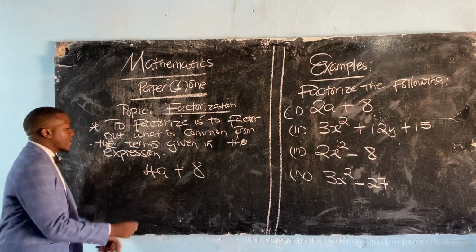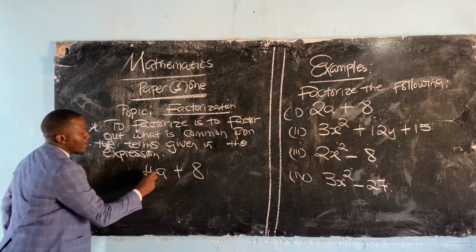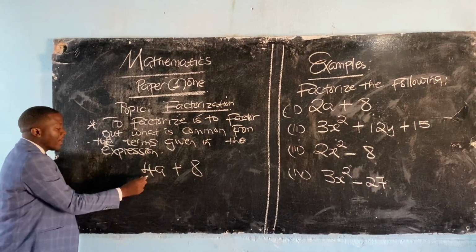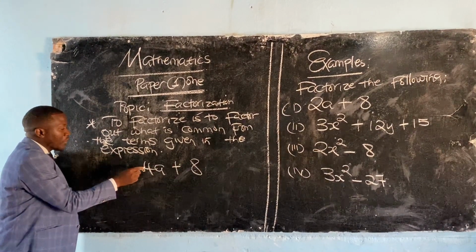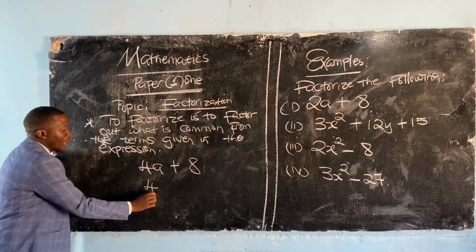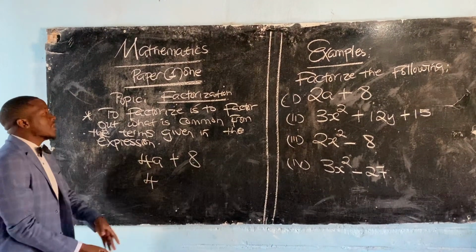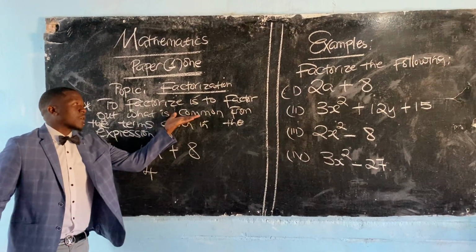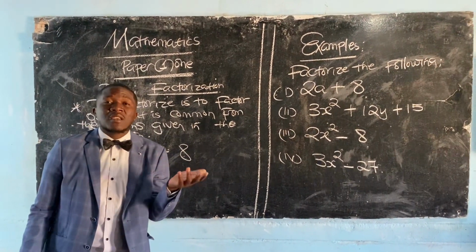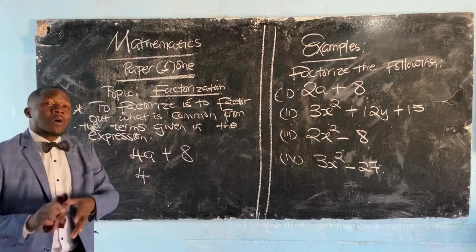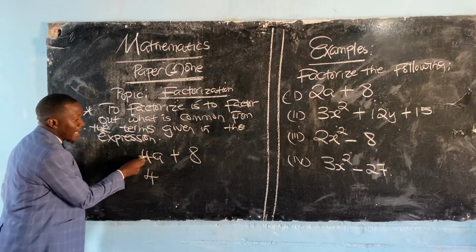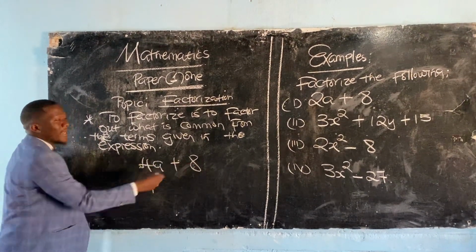The first thing is that these are the numbers in the expression, which is 4 as well as 8. So I'm going to say there is a number which can be divided into 4 as well as 8 without leaving a remainder. That number is 4. And when we write this 4, it means we have been able to target what is common. What is common can be a number which can be divided into the numbers given in the expression. Also, what can be common could be a letter that can be found attached to both of the terms in the expression.